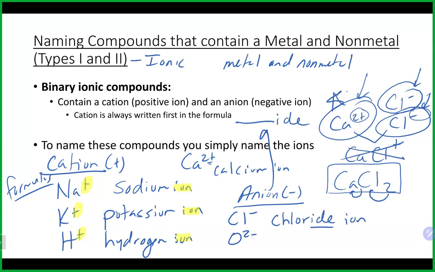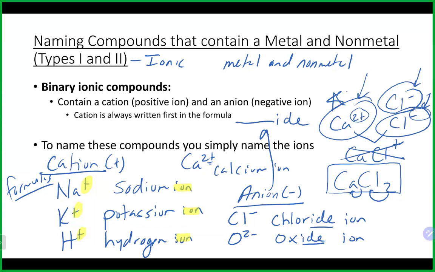Oxygen, which is group 6 on the periodic table, has a -2 charge. Here we drop a little bit more than just the last part. This is known as the oxide, IDE, ion. By the way, hydrogen, as we talked about, has some special properties.